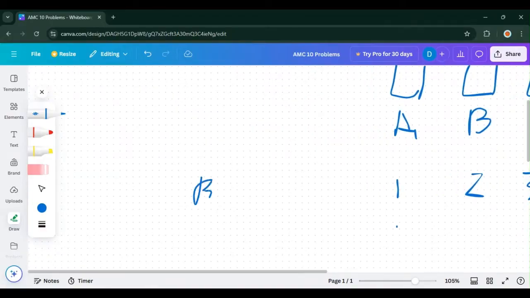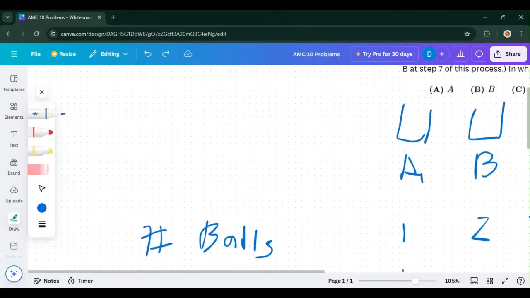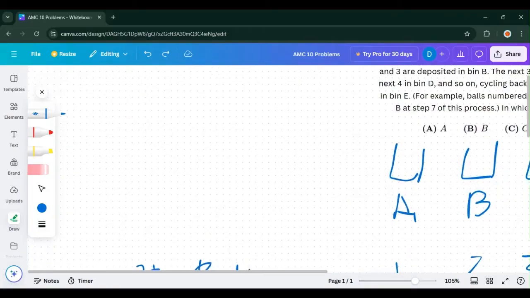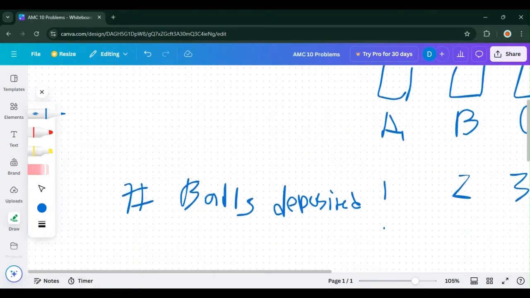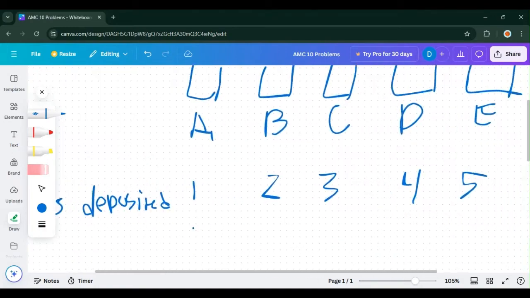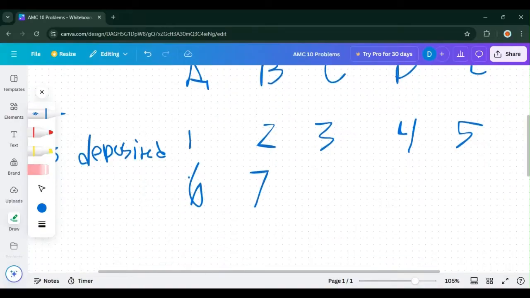Okay, so we're going to label this. This is the number of balls deposited in each bin. Okay, so obviously it repeats back to A, which gets balls 6, 7, 8, 9, and 10.